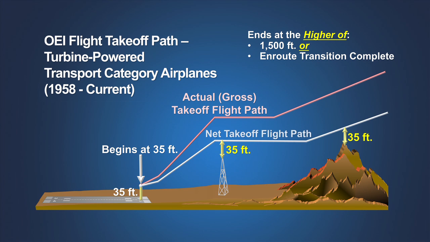To simplify the obstacle clearance analysis process, these revised certification rules also defined a new net takeoff flight path. The net takeoff flight path is determined by decreasing the airplane's demonstrated one-engine inoperative performance by a conservative margin. When required by the operating rules for turbine-powered airplanes, this net takeoff flight path must clear obstacles by 35 feet.